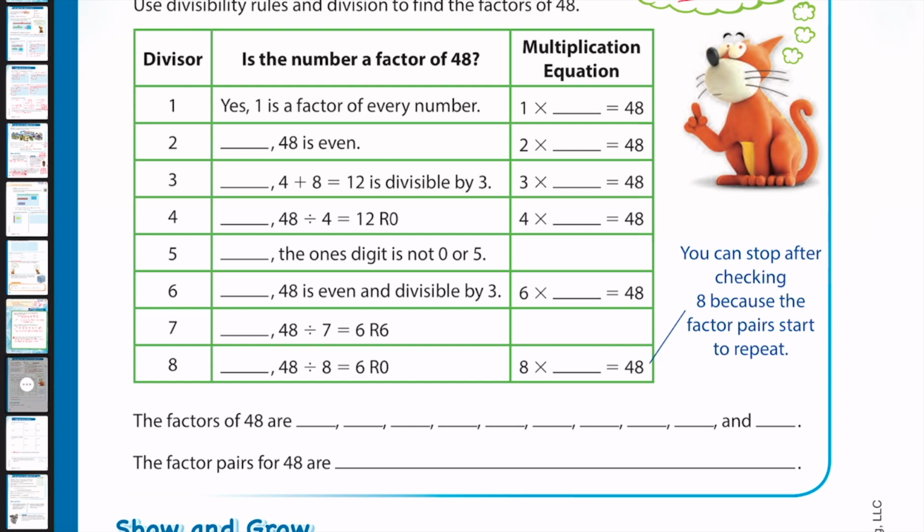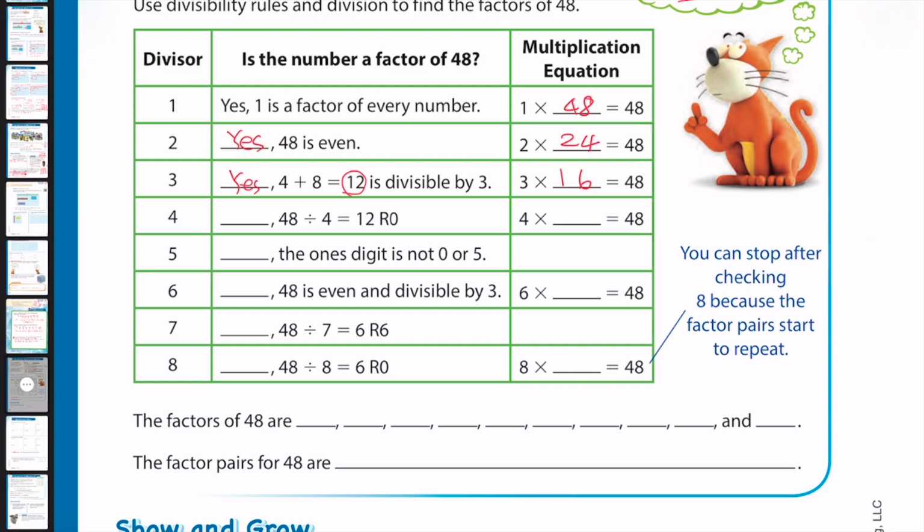So 1 times 48 is 48. We know that. Okay, what about 2? Is 2 a factor of 48? Yes, because 48 is an even number, which gives 24. Now number 3. What about 3 as a divisor? When you add 4 plus 8 you get 12, which is divisible by 3. So yes. 3 fits into 4 once, and the leftover is 18. 3 times 6 makes 18.